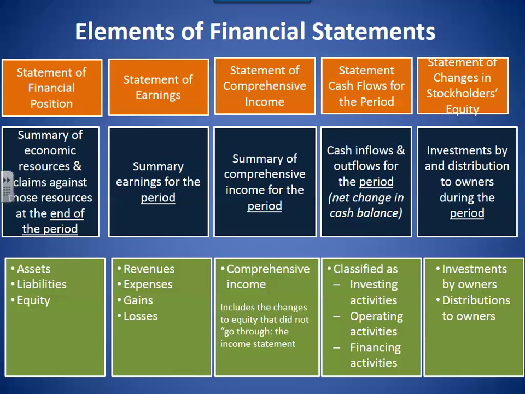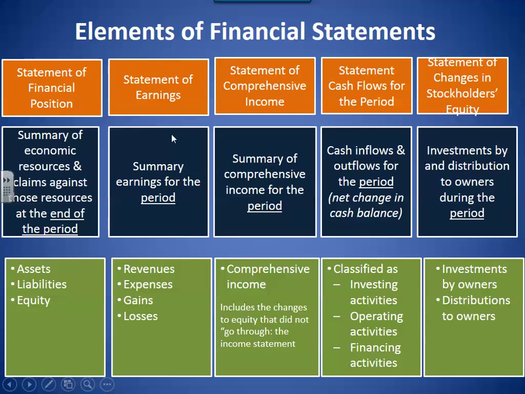Okay, now these financial statement elements are organized typically, if we have to create a full set of financial statements, the FASB conceptual framework says we should create 5 sources of financial information. The first one being the statement of financial position, which is a summary of economic resources and claims against those resources, very importantly at the end of the period, in other words, for a point in time. This includes assets, liabilities, and equity.